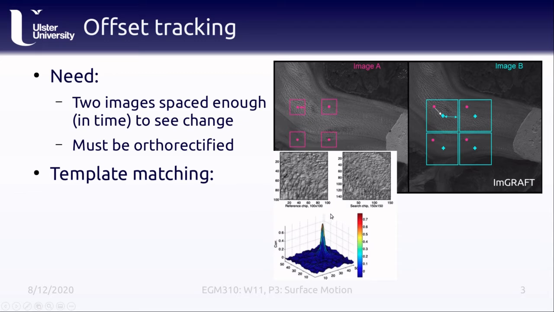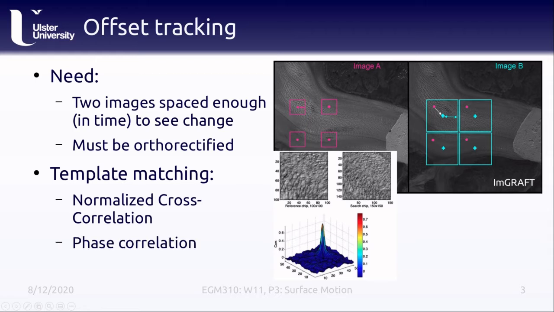We can estimate the correlation in a number of ways. Perhaps the most common is what's known as normalized cross-correlation, which helps to eliminate variations in illumination that might cause false matches. Another type of technique is what's known as phase or orientation correlation. This uses the image frequency rather than the image itself to do the matching.